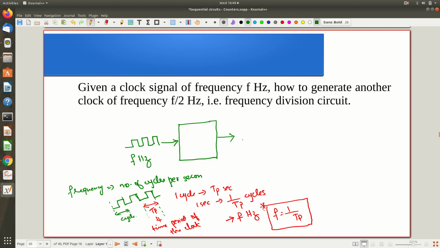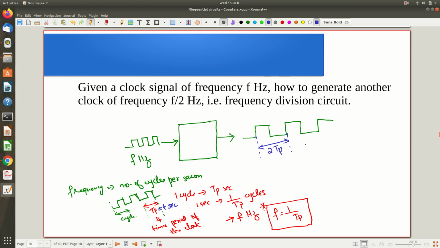So how many cycles per unit time, right? Half the cycles means you have to increase the width, then only you can reduce the number of cycles per unit time. So it will look something like this. Its time period will increase now. What you can observe here is, if the time period is some t seconds, then here the time period should be 2 times TP.